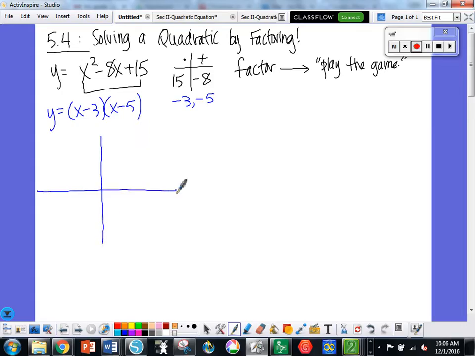So if I were to graph this, if we were to graph this, it would look something like this, right? This is a review. Then we would find the axis of symmetry. We go through the middle. The axis of symmetry is x equals 4. And then what would I do with that 4? In order to find the vertex, what do we do?